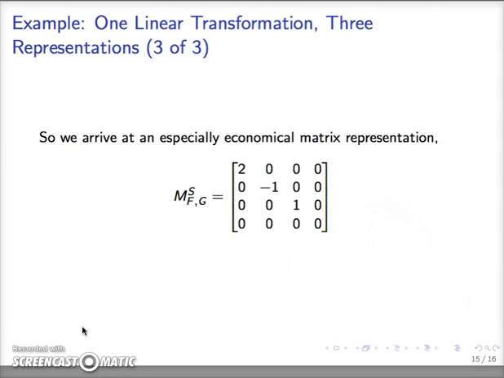And with this, we conclude the example of recomputing matrix representations for one transformation using bases for the domain and the codomain, and doing this 3 times for 3 different choices of bases, of different choices of the sets that are considered the basis of these vector spaces.